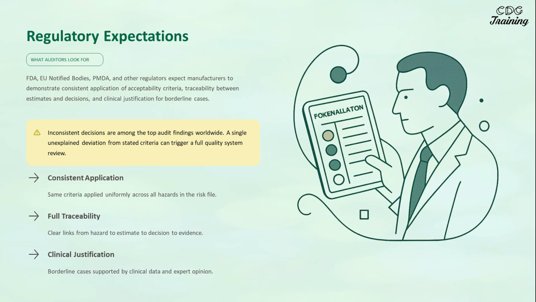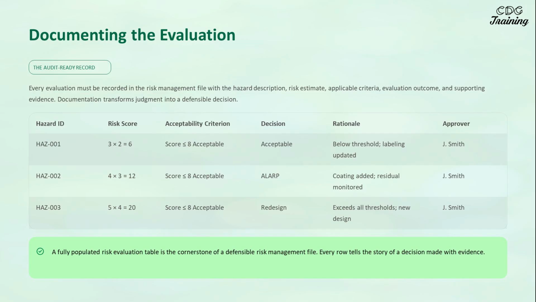Regulators expect consistent application of criteria, full traceability, and clinical justification. Inconsistencies can lead to audit findings and impact the quality system review. Every evaluation must be recorded meticulously, detailing the risk management file with evidence. This documentation supports defensible decisions and audit readiness.